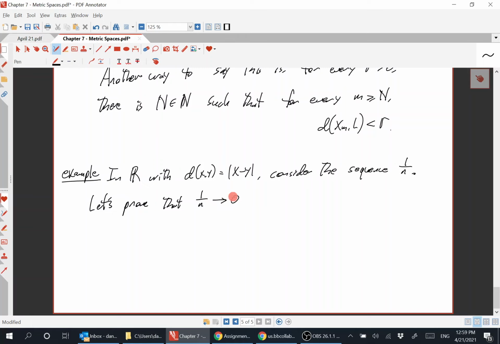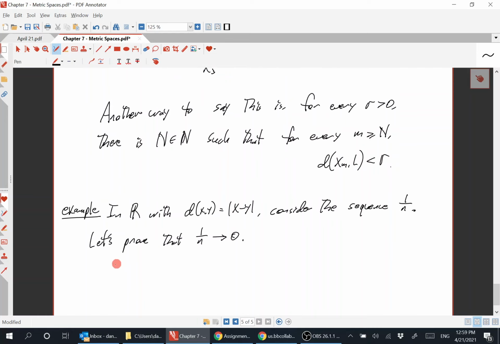One over n converges to, well, what do you think it does? Converges to 0. Okay.